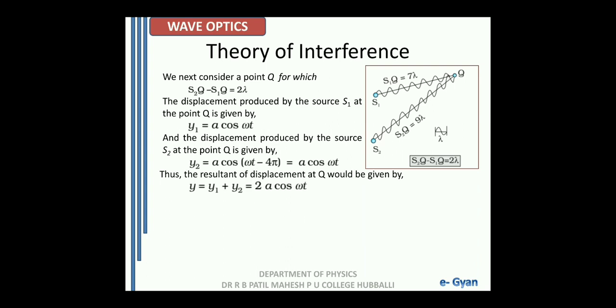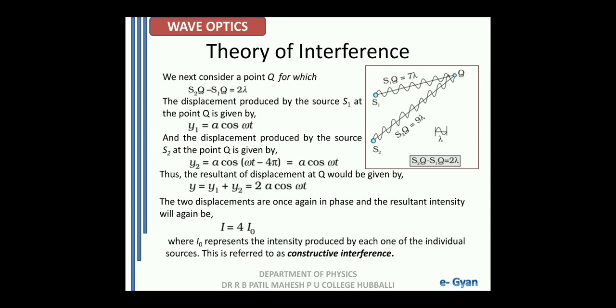So the resultant displacement at point Q is given by y = y1 + y2, which is equal to 2a cos omega t. Again we got a similar resultant displacement. Therefore, the resultant intensity at point Q will be I = 4 I0, where again I0 represents the intensity produced by an individual source. So this is again referred to as constructive interference. The two waves superpose in phase.